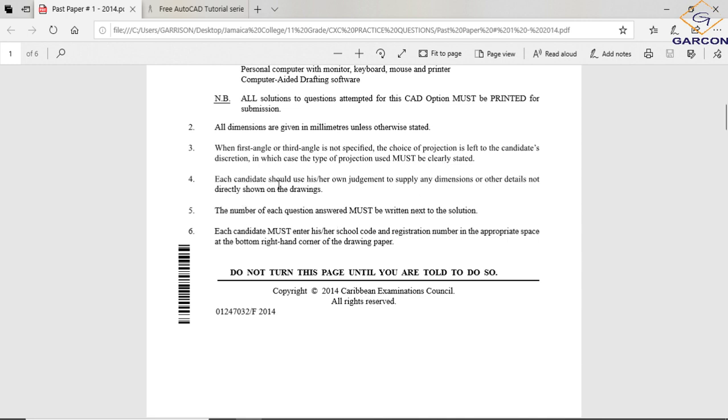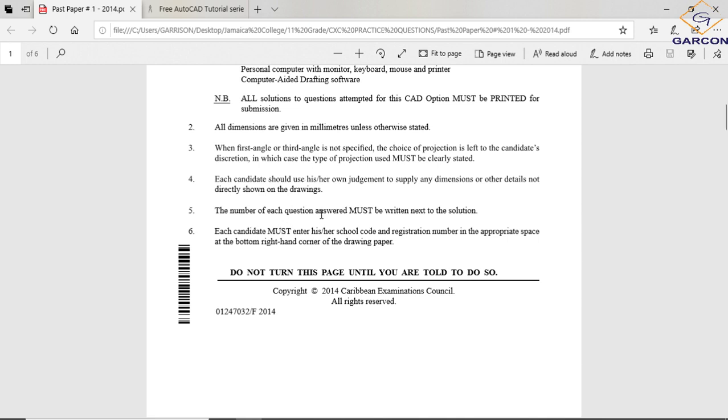Each candidate should use his or her own judgment to supply any dimension or other details that are not directly shown on the drawing. So if a part of the drawing doesn't have the dimension, or you look everywhere and can't find the dimension, you use your judgment and common sense and make it work out. So you don't leave it and say, boy, I can't do it, and give up. You use common sense and find a way to make it work.